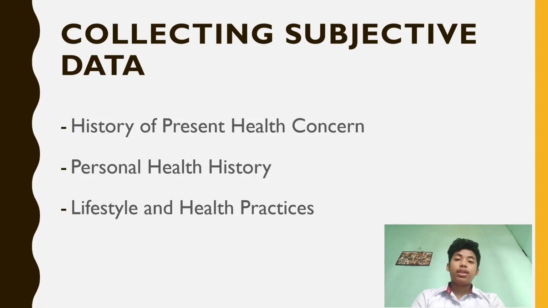How many times? How many children do you have? Is there any chance that you might be pregnant now? Any miscarriages or abortions? The female client's ability to become impregnated and carry a fetus to term is important baseline information. It is important to know if the client is pregnant in case a medication or x-ray test needs to be prescribed. Next is the lifestyle and health practices.